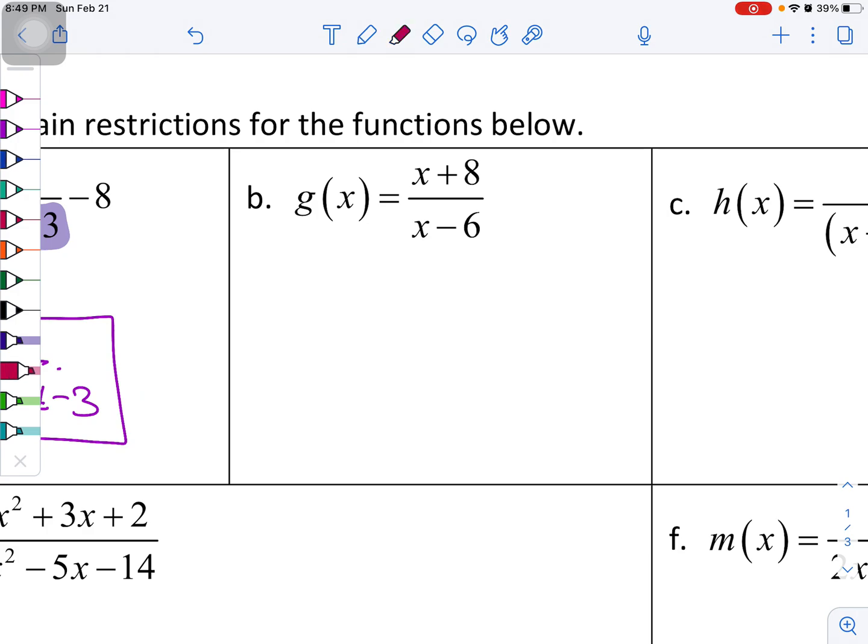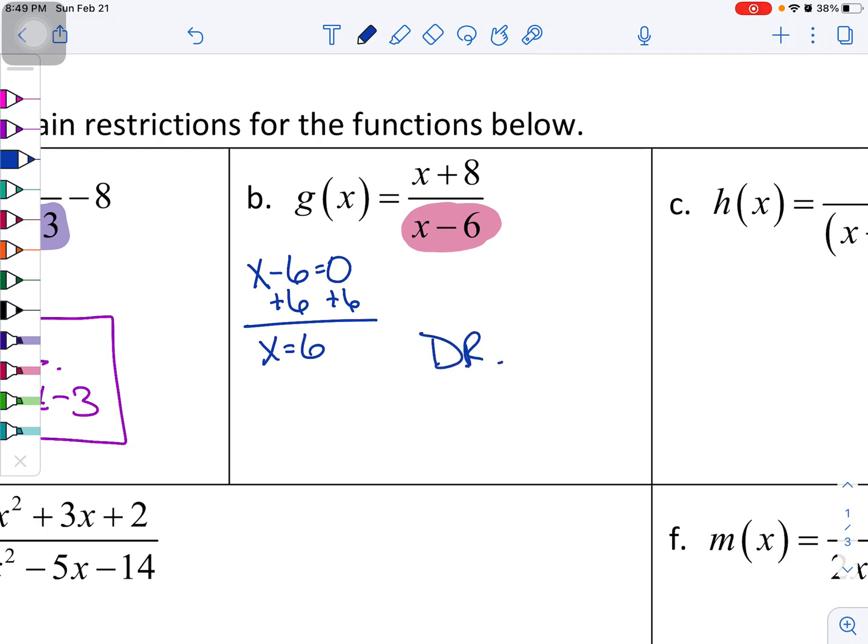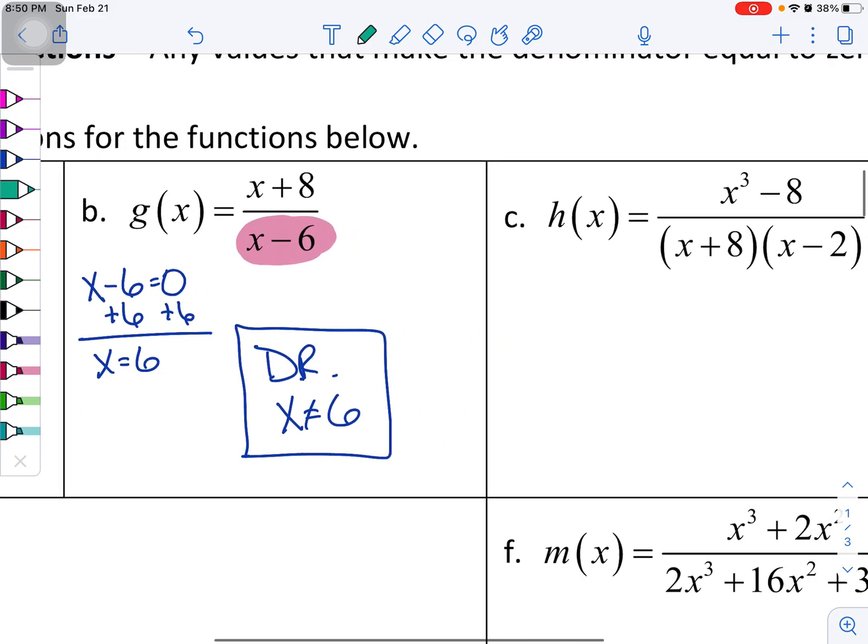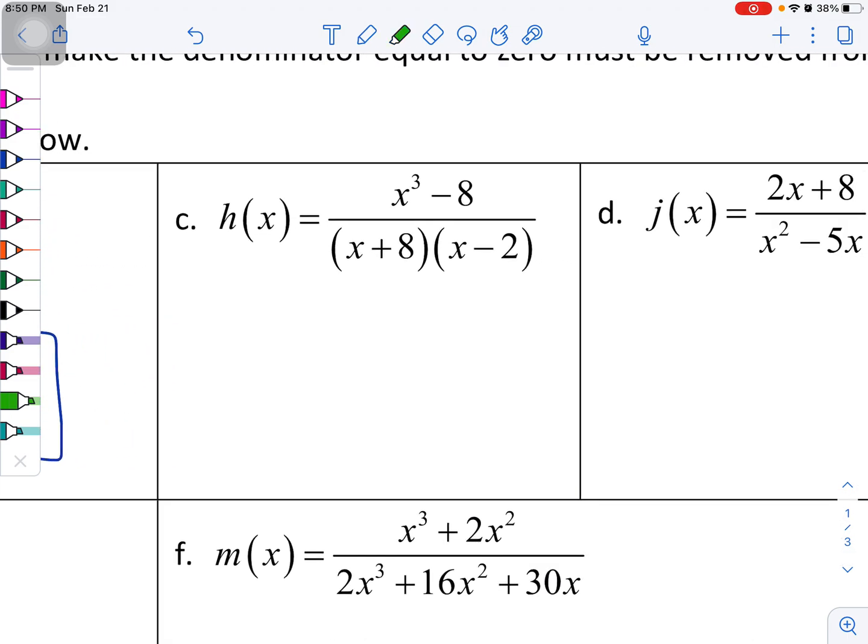Let's take a look at part B, the second problem. Identify just the denominator. Now the numerator we're going to deal with in a different way, but as far as domain restrictions go, there are no domain restrictions from the numerator. So take your denominator, purposely set it equal to 0, and solve. So x equals 6. So the domain restriction, again, I just put DR for domain restriction, is x cannot equal 6. That's the only value that causes any kind of problems here for part B.